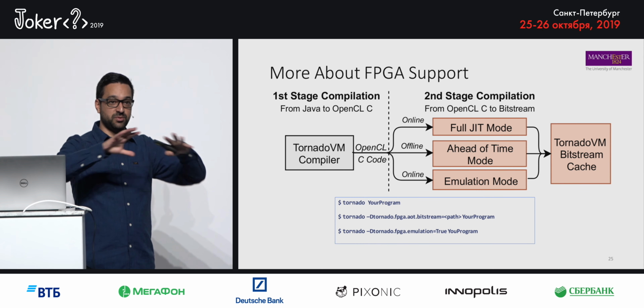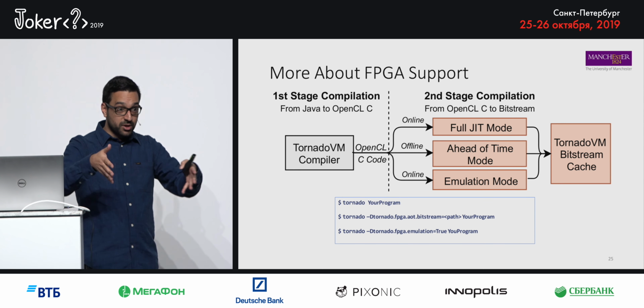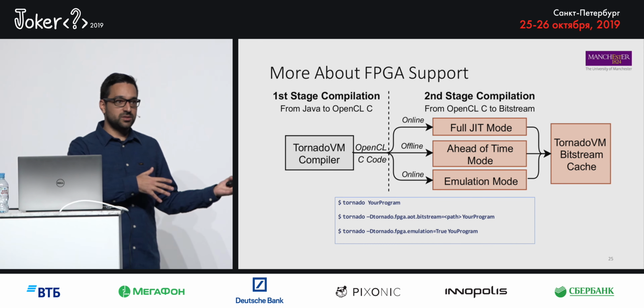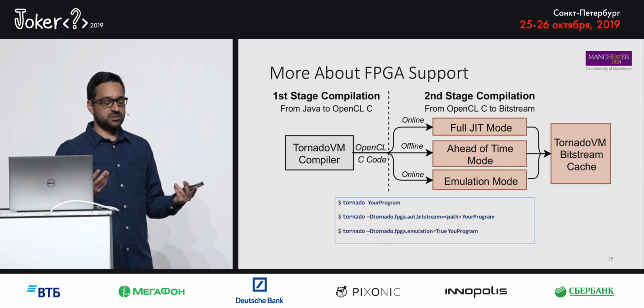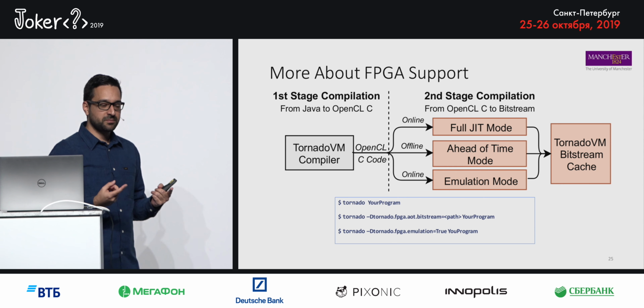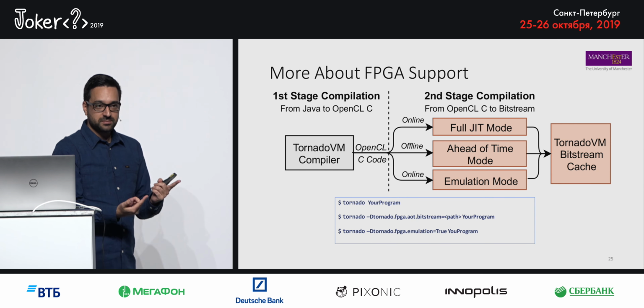And then that netlist with this virtual has to be physically mapped to hardware. That process takes hours. So for Tornado, we have 3 different execution modes. We have what we call full JIT, so we spawn a new thread in the background, and we compile for you. When the code is ready, after 2 hours, we switch.